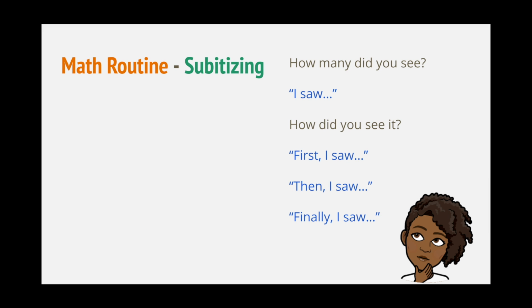So we're going to do another math routine today called Subitizing. You're going to be thinking about how many did you see and how did you see it. I'm going to give you 3 seconds to look and see how many squares you saw. All right, let's do it.